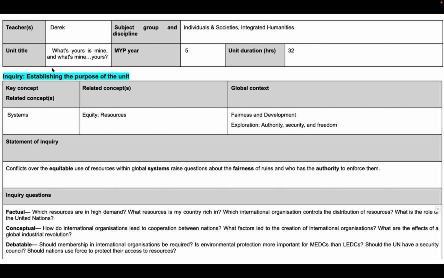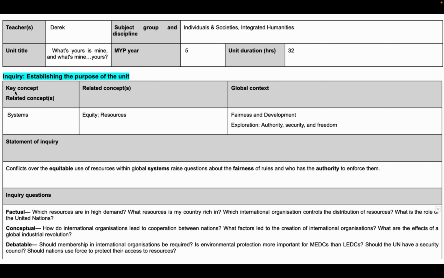The unit title I came up with is "What's Yours is Mine and What's Mine Yours?" question mark. It doesn't need to be creative, but it can be if it's going to increase student engagement. So a phrase or some joke can also work, whatever gets the students' attention.